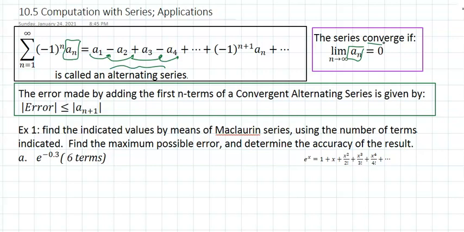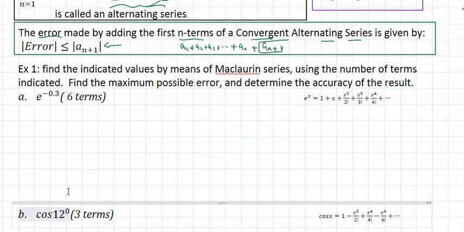Now we're not going to prove whether it converges or diverges, we're just going to use it for what we need. The error, which is something we have to find, made by adding the first n terms of a convergent alternating series is given by the next term. Remember, n terms will be a sub 1 plus a sub 2 plus a sub 3 plus a sub n, and the next term will be the biggest error provided the series is alternating. That's not true for other series, only for alternating series. So we're picking very specific series here.